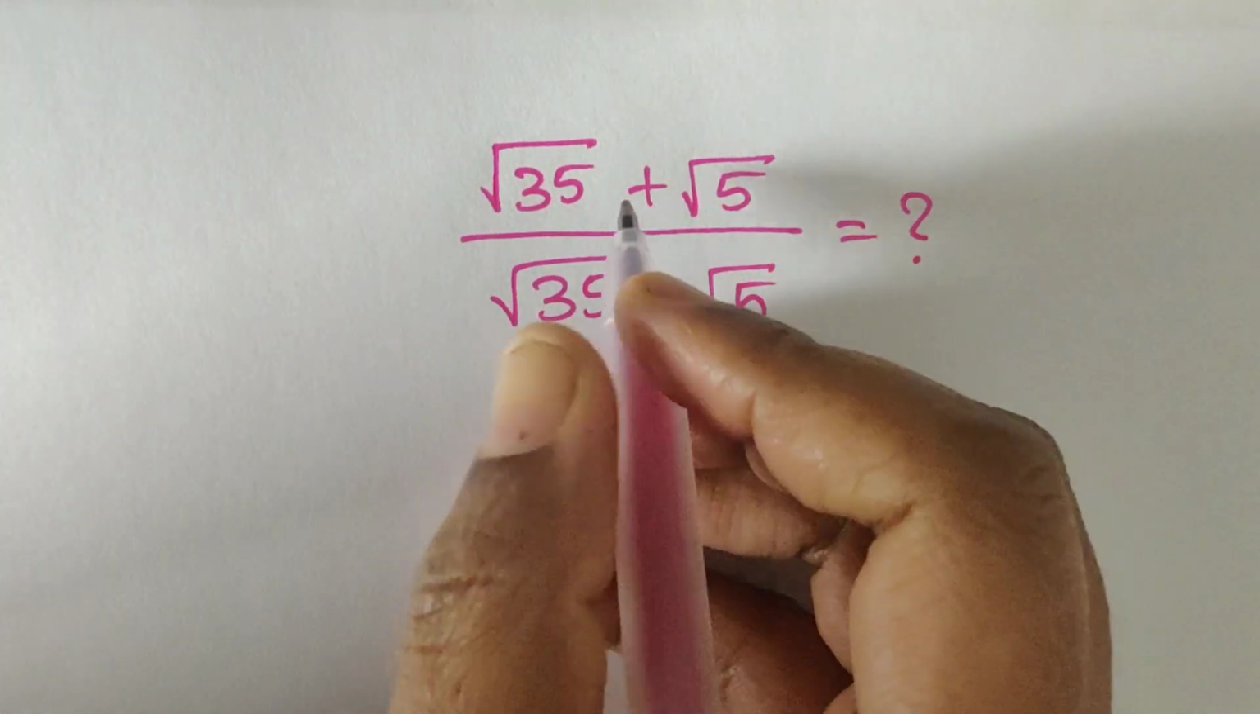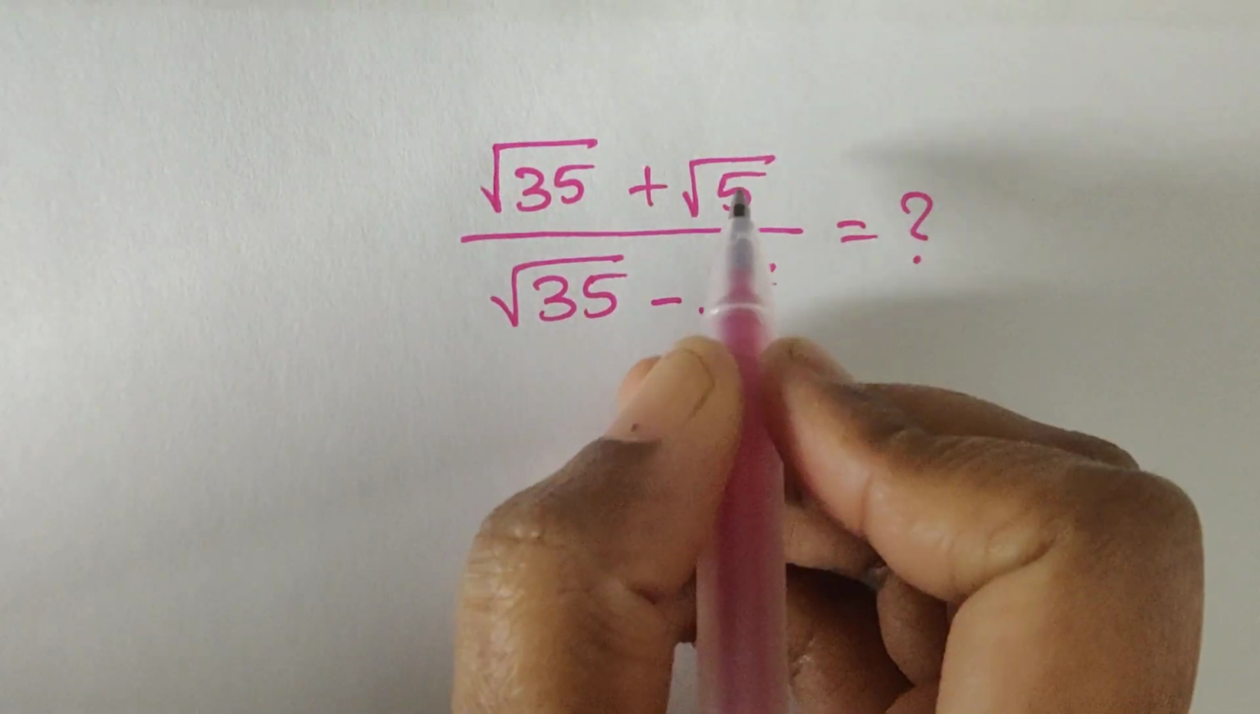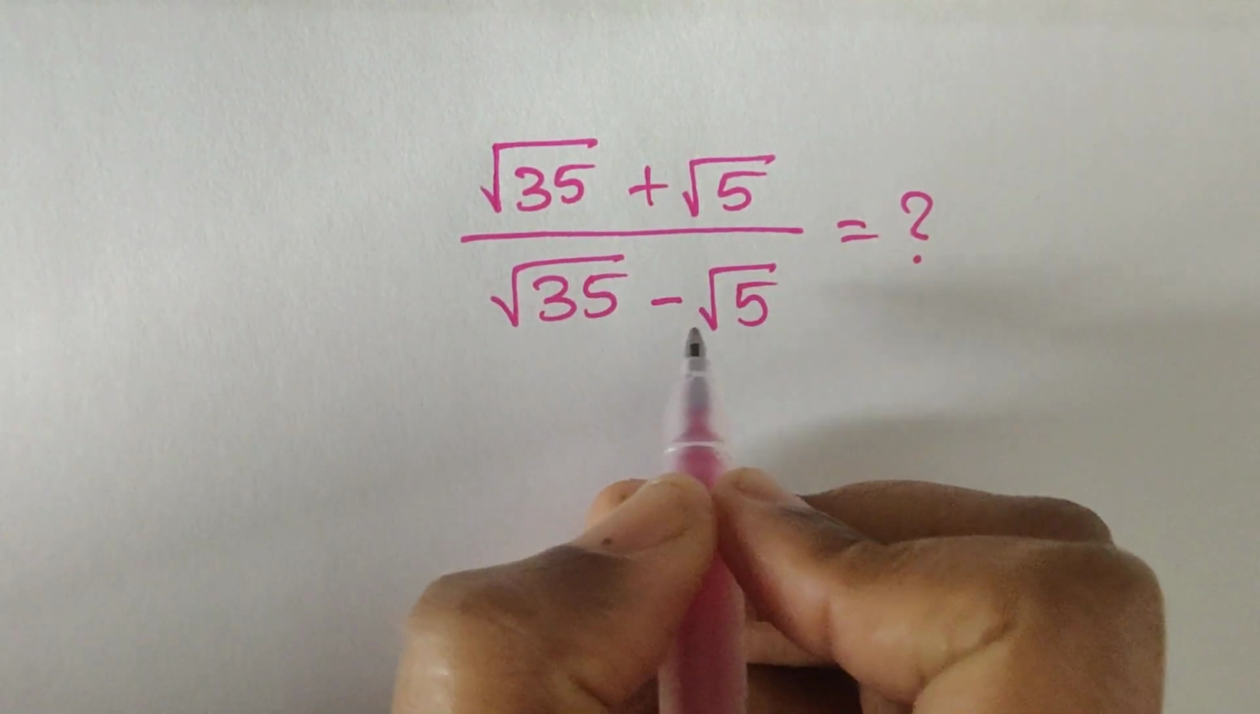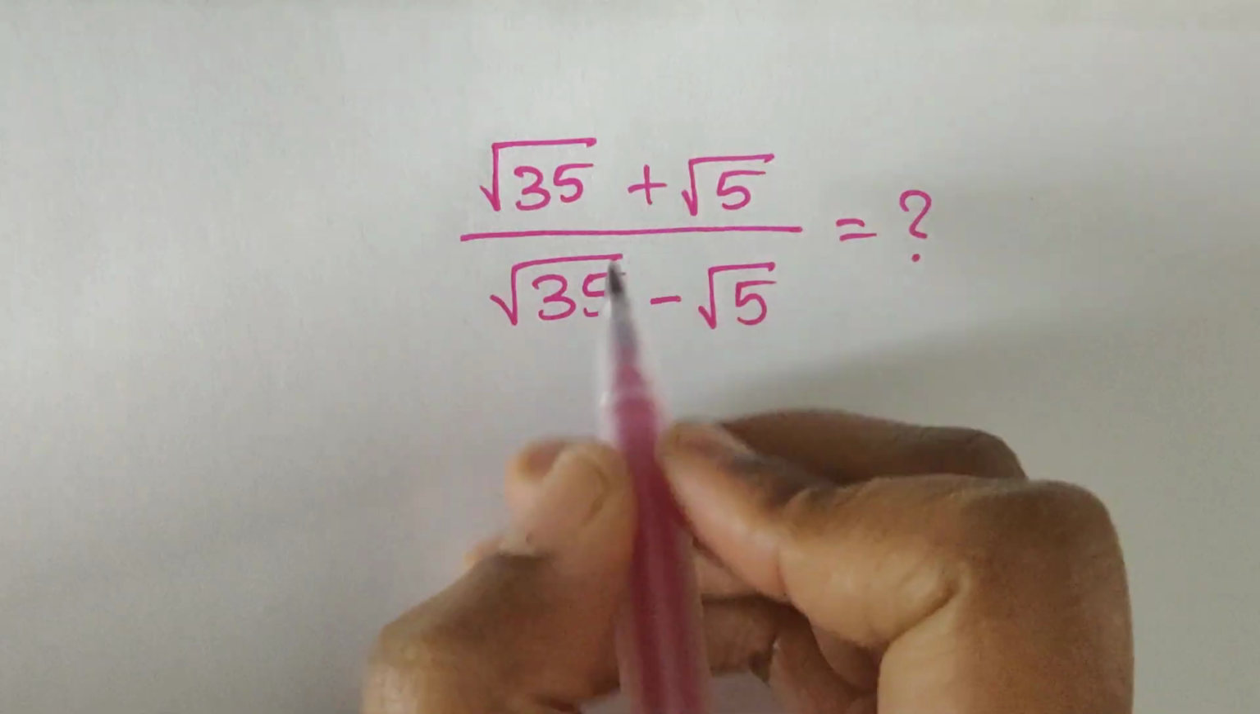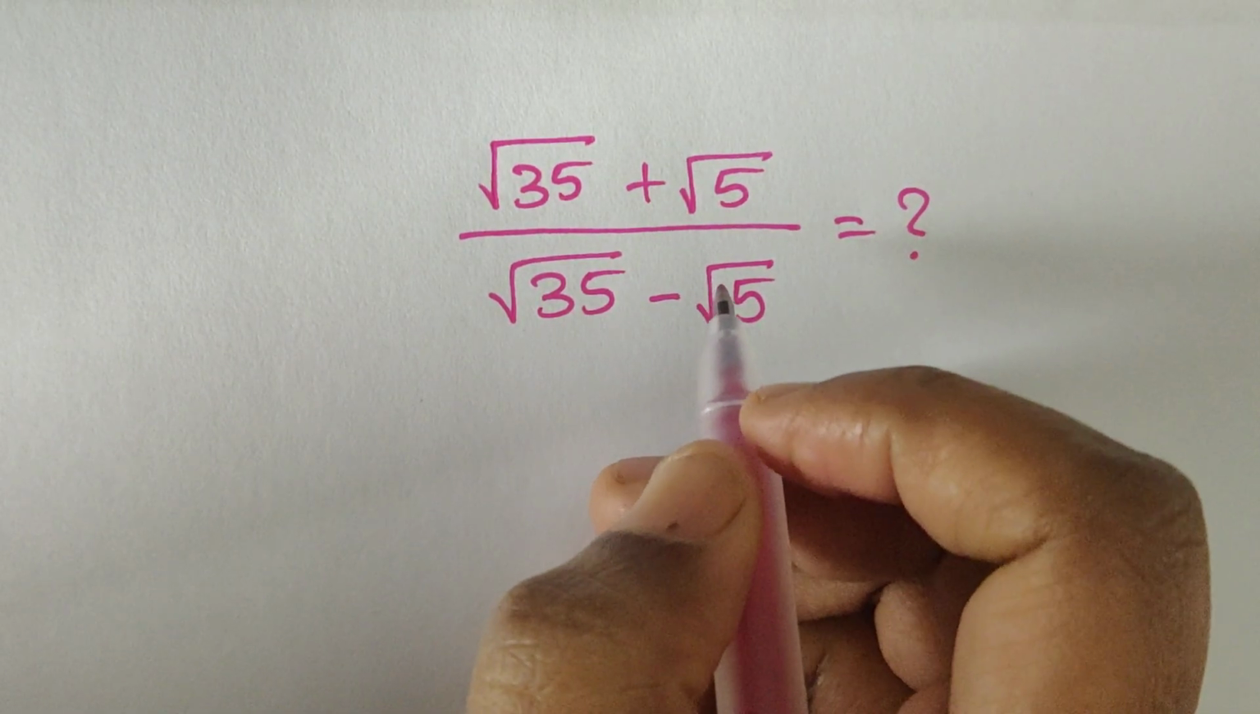Here we have one problem. There is (√35 + √5) / (√35 − √5). So how do we simplify this problem? Let's see.